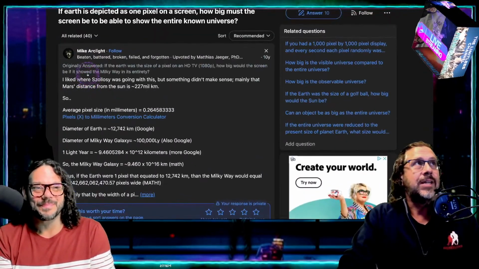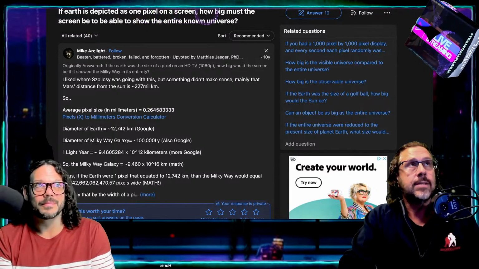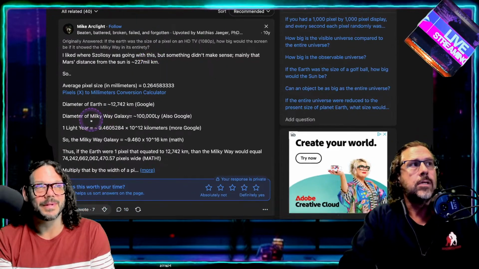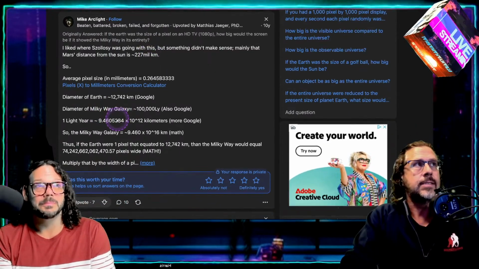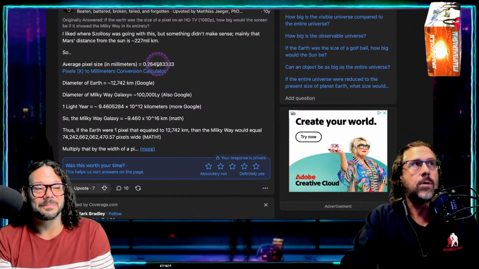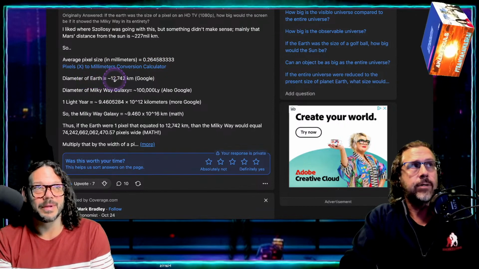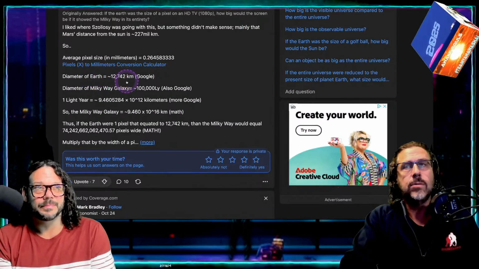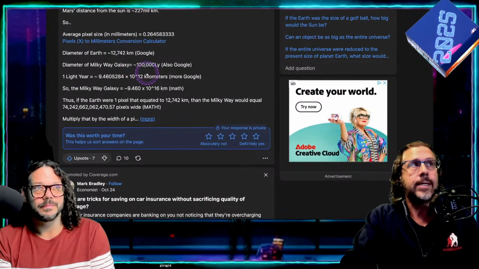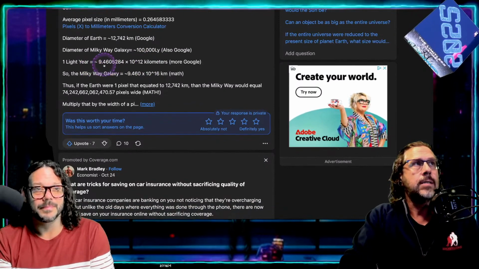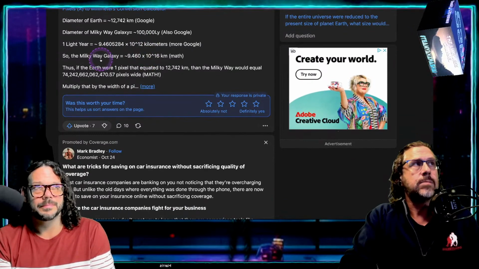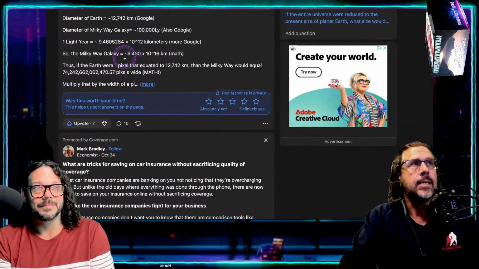All right. So if Earth is depicted as one pixel on a screen, how big must the screen be to show the entire known universe? Well, they're just going to do the Milky Way galaxy in this calculation. So the average pixel size in millimeters is 0.2645. The diameter of Earth is 12,742 kilometers per Google. The diameter of the Milky Way galaxy is 100,000 light years per Google. 1 light year is 9.46 times 10 to the 12 kilometers, also per Google. So the Milky Way galaxy is this.